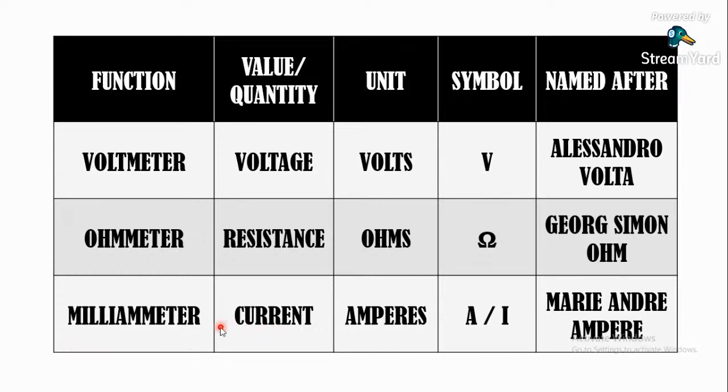Milliammeter, ang minimeasure niya is current, small amount of current. Ang unit niya ay amperes. Ang symbol niya pwedeng letter A or pwedeng letter I. And pinangalan naman yung unit kay Mary Andre Ampere. Okay? So, itong table na to mahalaga para matandaan nyo ano yung unit, ano yung symbol, kanino pinangalan, at ano yung mga electronic equipment na pwede natin gamitin sa pagsukat ng mga value na to.